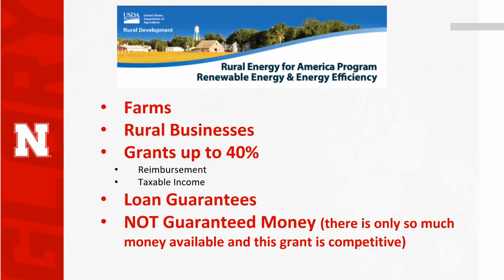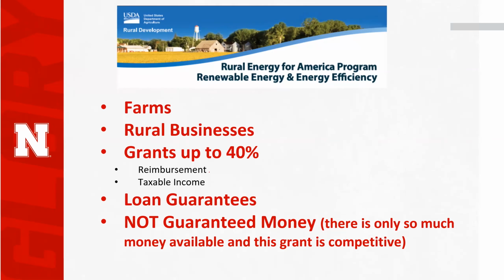Let's just talk about this REAP grant for a moment. It's available to farms and rural businesses. And it is important to note what rural means in this case. What rural means in this case is outside of a city of 50,000. So most of Nebraska is rural. So this could be a business in the middle of Norfolk, and it still is considered rural because it's outside of a city larger than 50,000. Or it's not in a city of 50,000 or more.